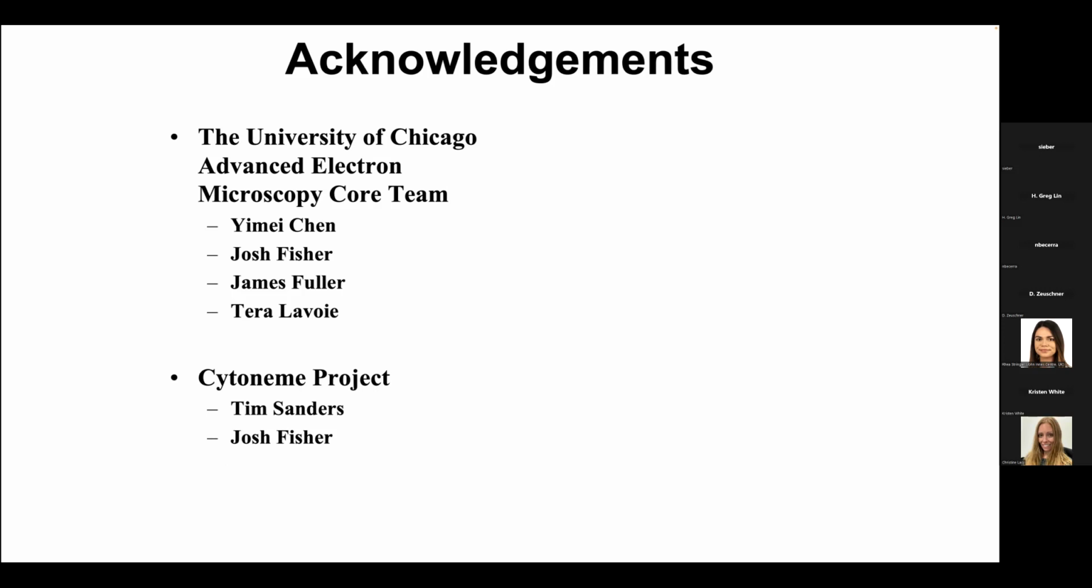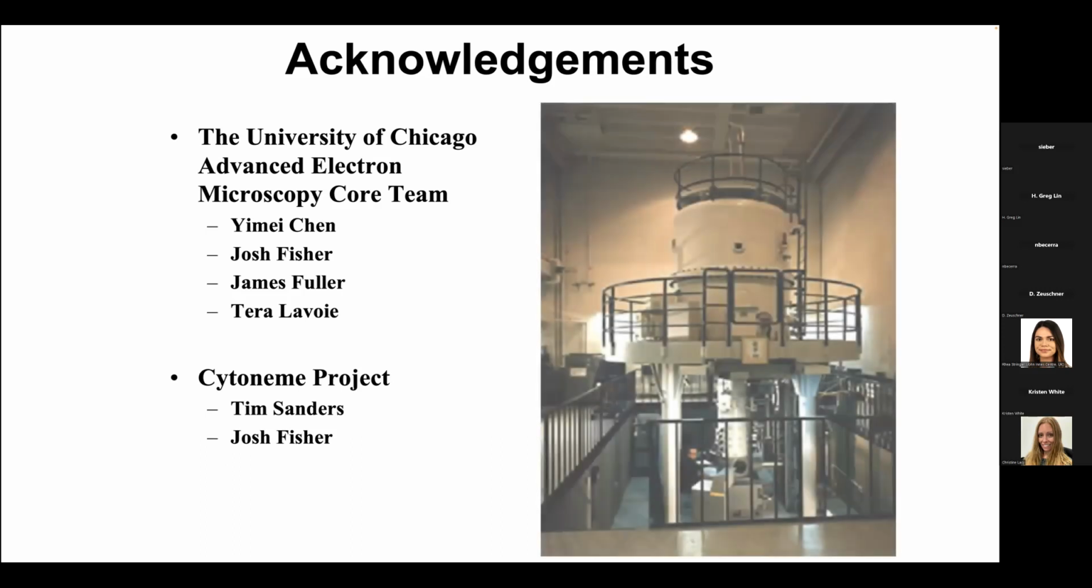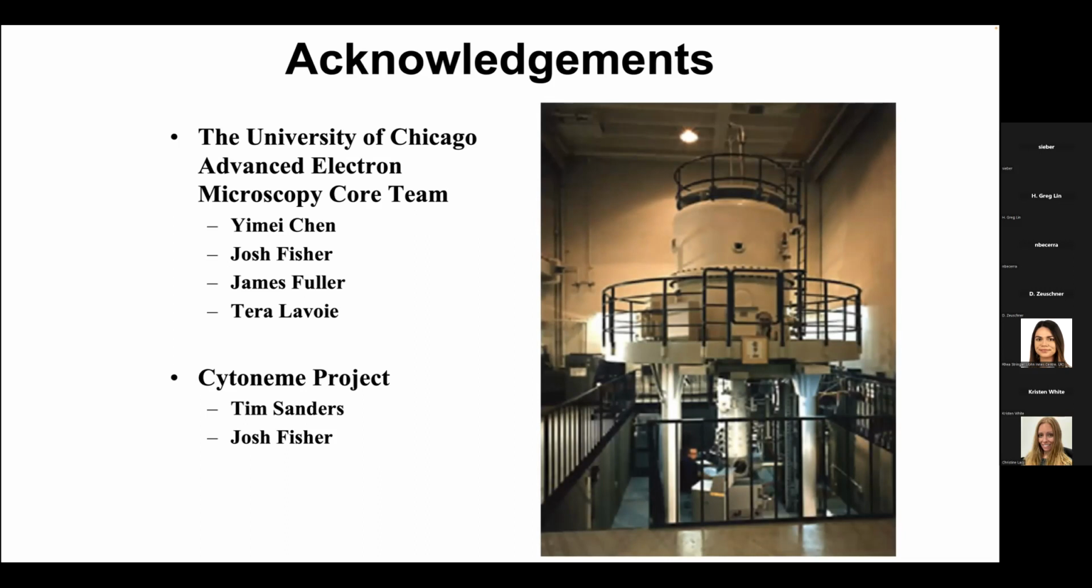I could have gotten into the weeds on any one of these topics, but I wanted to give just a quick overview because I love it. This is the 1,000,000-volt microscope that used to be at Boulder. I did get to use it, so I just like showing it, and it's fun.